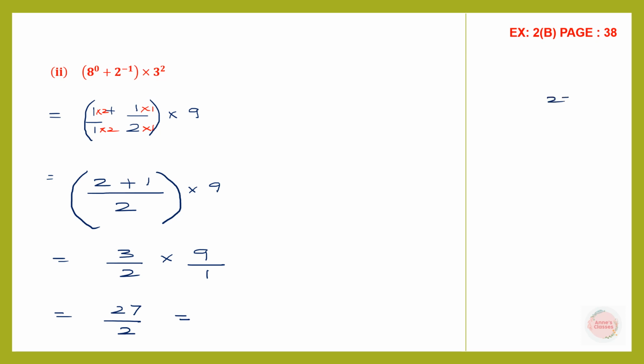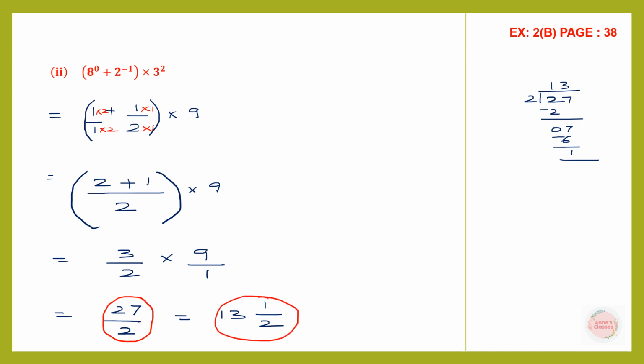So, 27 divided by 2. 2 1s are 2, minus 2 3s are 6, minus 1. So what do we get? We get 13 1 by 2. So your answer can be 2 1 by 2, 27 by 2, or 13 1 by 2, based on what you are asked to write it as.